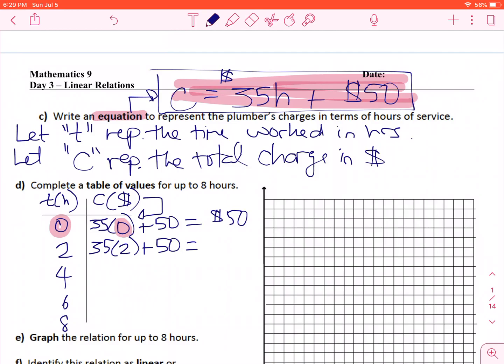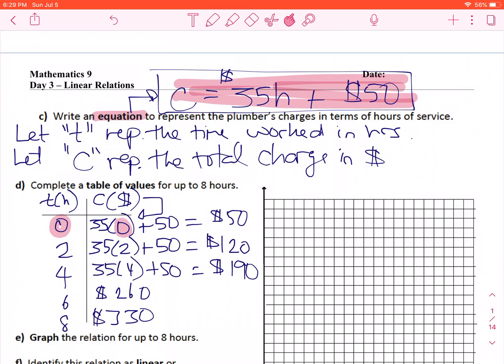In your calculator you can calculate 35 multiplied by 2, and then add the $50 charge. You should get 120. We'll see what happens at 4 hours. Same thing, you should get 190. Then I'm just going to write out the values down here because I think you get the gist of it. We're just subbing in these values in for H in the equation.